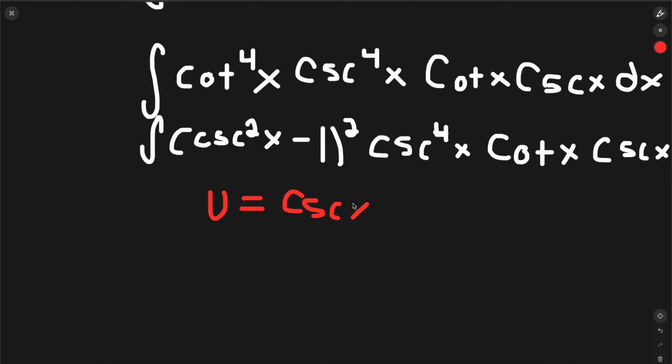right? So we can put u to respect to some power, right? So this would be u to the fourth here. And we know that du is equal to negative cosecant cotangent.